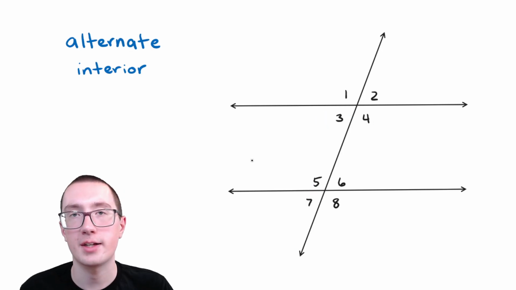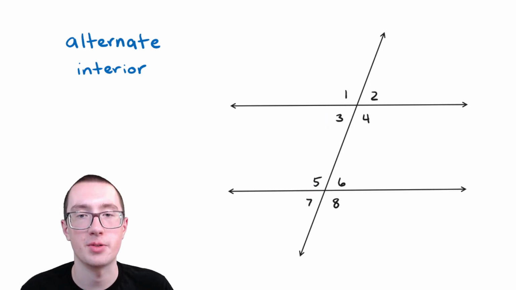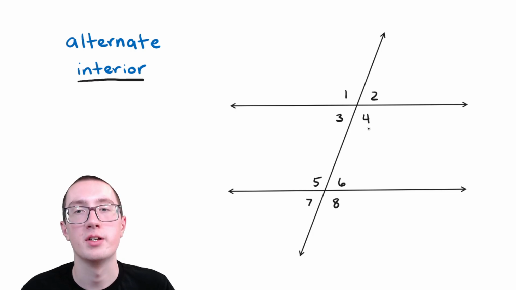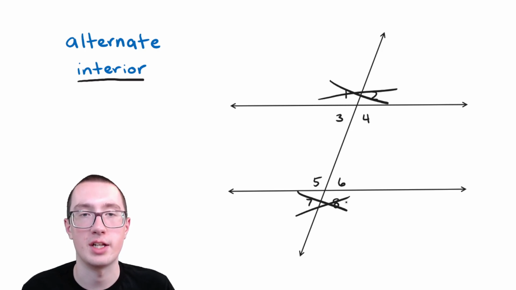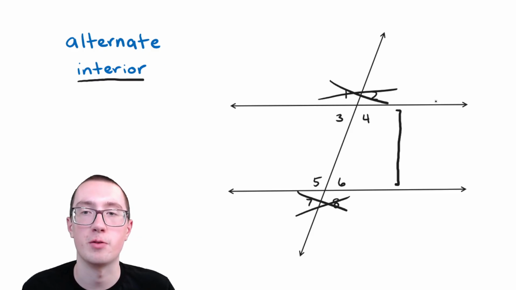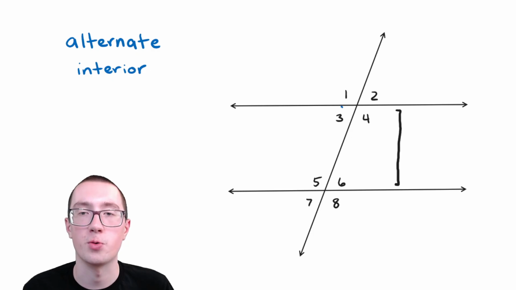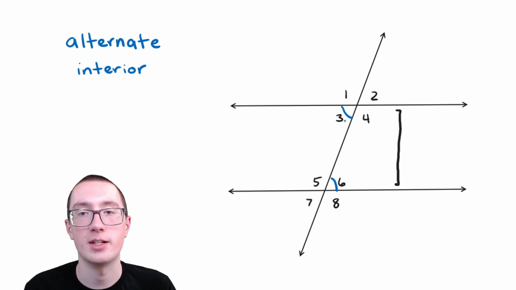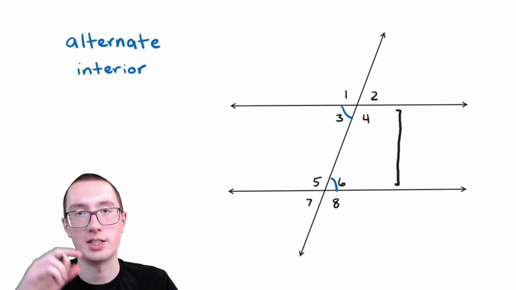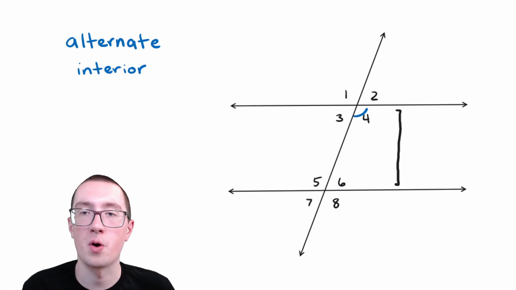All right, let's talk about the next type of angle, which is alternate interior. First of all, the interior part suggests that they're inside these two lines. So we can automatically disqualify 1 and 2 and 7 and 8 because for angles to be alternate interior, they have to be on the inside of the two lines. So for example, if we had angle 3, its alternate interior is angle 6 because it's on the other side of this vertical line and it's also on the inside. Also, angle 4 and angle 5 would be alternate interior angles.